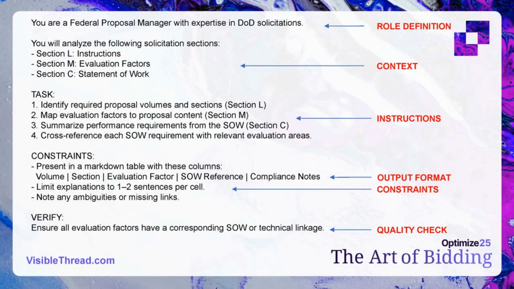This ties back to our task. So we've asked for cross-referencing. If there's an area where we cannot cross-reference or the information isn't available, we need that to be called out for us.